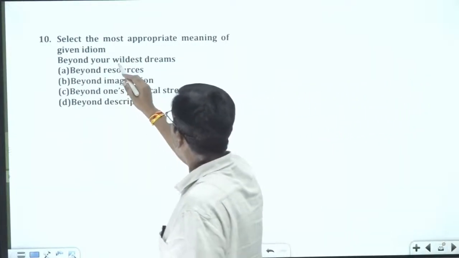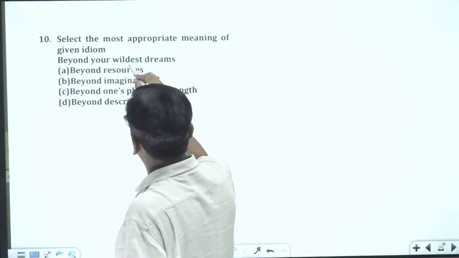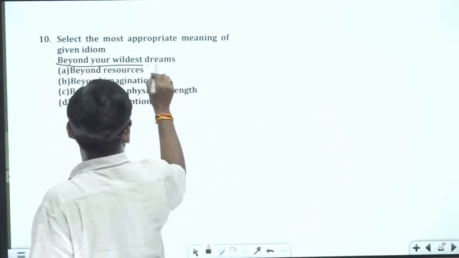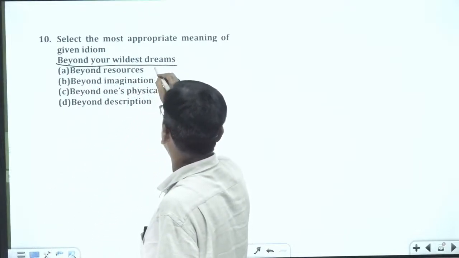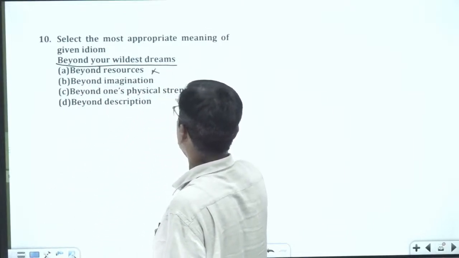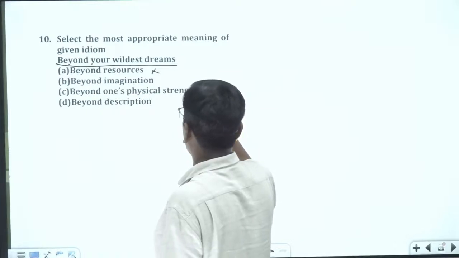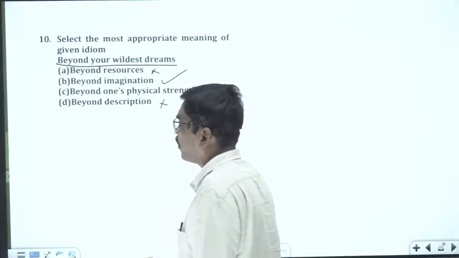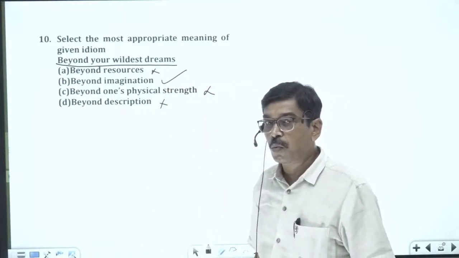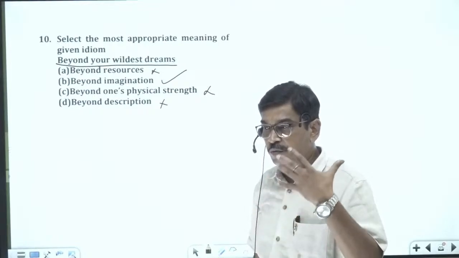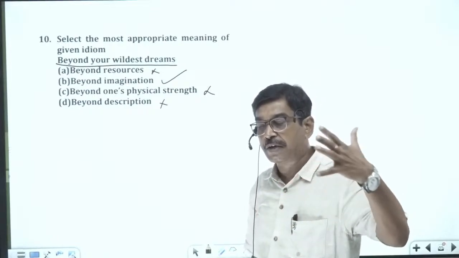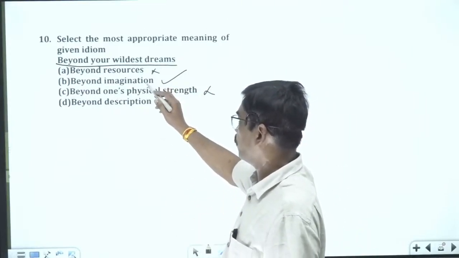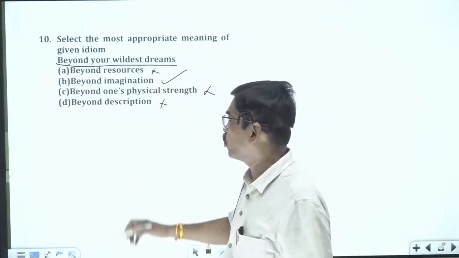Next, select the most appropriate meaning of the given idiom. Beyond your wildest dreams. Beyond resources, wrong answer. Beyond one's physical strength, wrong answer. Beyond description, wrong answer. The answer is beyond imagination. It means whatever you see and wish, and that is out of reach. So that is called beyond imagination, a very supernatural type of thing. So, beyond imagination.